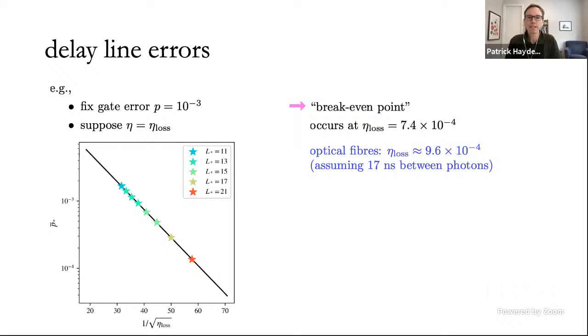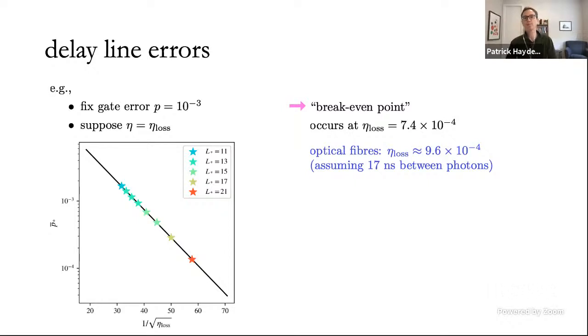And then we can find, using what we think are realistic estimates for different parameters in the problem, that there's a break-even point for losses. If we just fix the gate error probability at 10 to the minus 3, so that we're below threshold for the gate errors, then we break even with a loss probability of 7.4 times 10 to the minus 4.